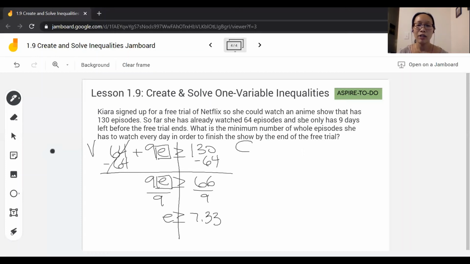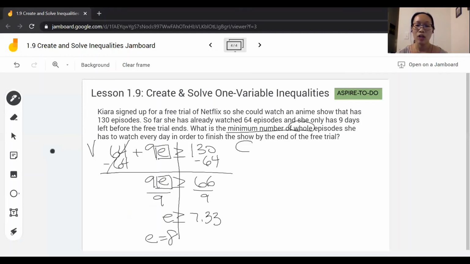It might look like we're done, but we have to go back to the question. It says, what is the minimum number of whole episodes she has to watch? So she's not watching parts of episodes a day. She has to finish a whole episode. That's part of the problem. And so that means we're looking for a whole number that is greater than or equal to 7.33. And the nearest whole number that's bigger than 7.33 is 8.